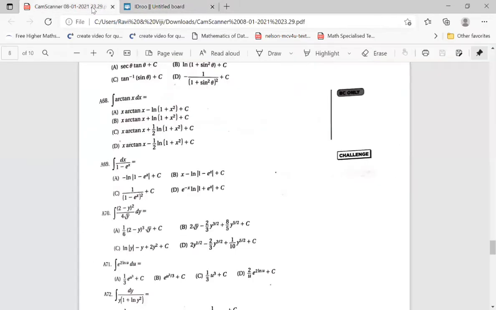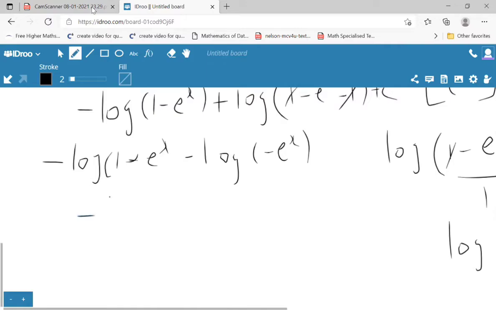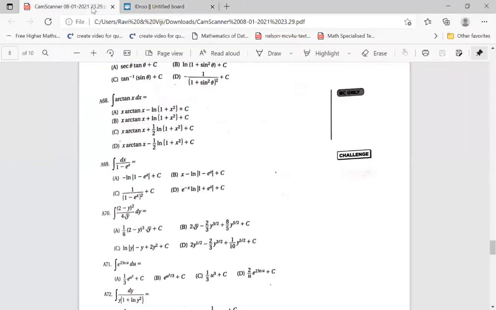Let's see which option is correct. Log of e to the power of x, log of e to the power of x is now going to be simply x. So that would give you minus log of 1 minus e to the power of x minus x. So that is what is given here.